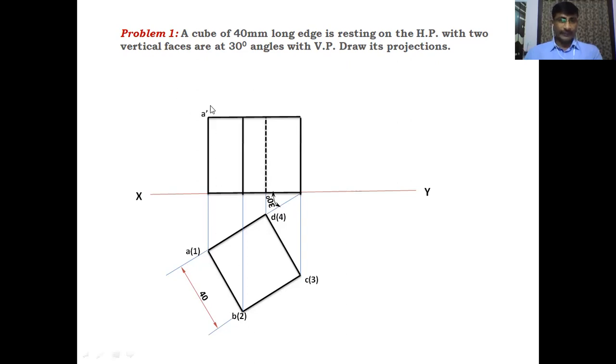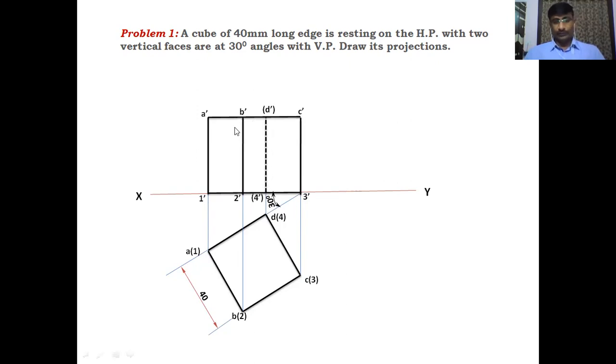This is the A dash coming from A and B dash coming from B, and D dash is coming from D, which is an invisible corner, and C dash coming from C is visible. Like that 1 dash, 2 dash and 3 dash are visible and 4 dash is invisible. When looking from this side, these two corners are invisible corners. That's why the line joining the invisible corners is also an invisible line. That is the dotted line.